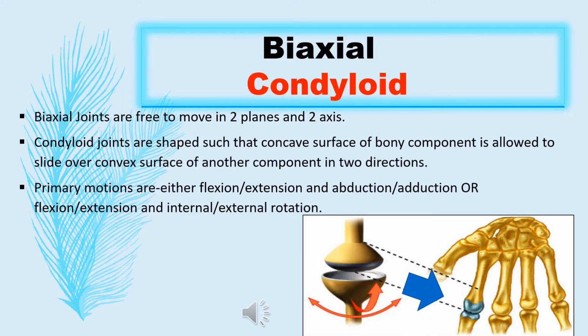As we already discussed about biaxial joints, they are free to move in two planes and two axes, and the classification for the same is the condyloid joint, in which one surface is concave and another one is convex. So the primary motion which is available may be either flexion extension with abduction and adduction, or flexion extension with internal or external rotation. An example for the same is the metacarpophalangeal joint. You can see in the diagram that the metacarpal surface is convex and the phalangeal surface is concave.